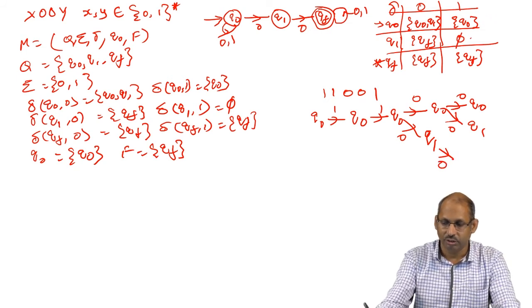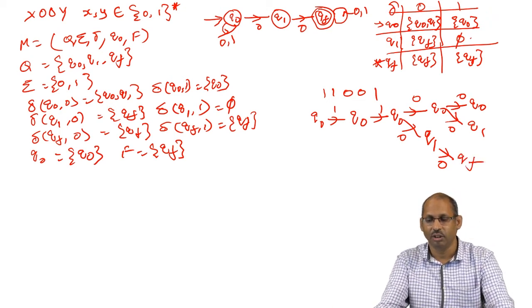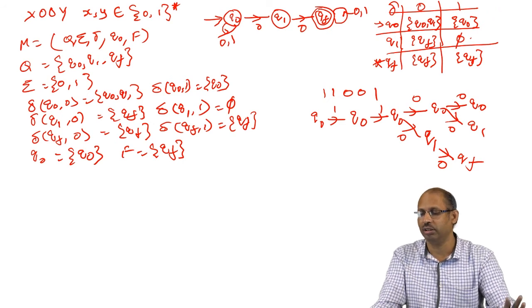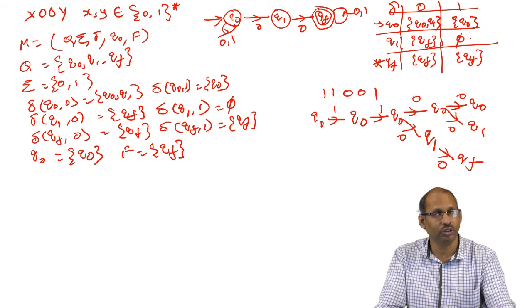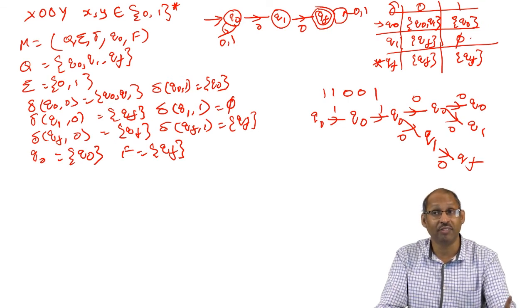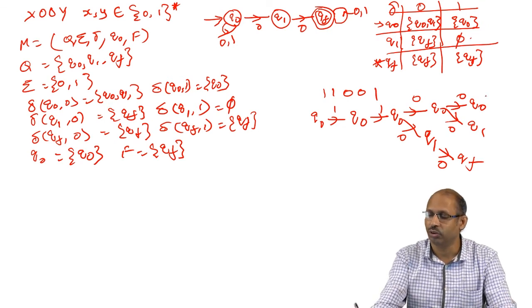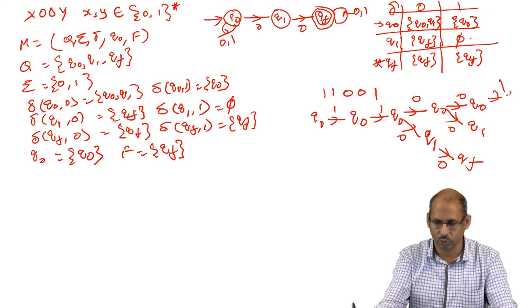Here Q1 on 0 reaching the final state. Q naught on 0 giving Q naught, Q1. Q1 on 0 giving QF. Now there is one more symbol. What is that? 1. Q naught on 1, what is the output? Q naught.